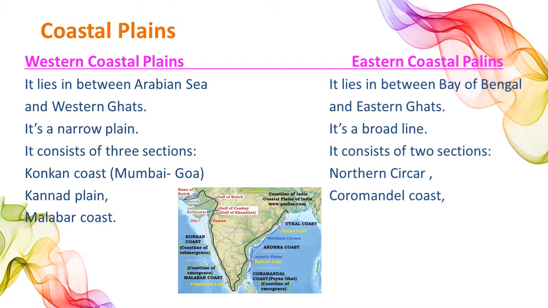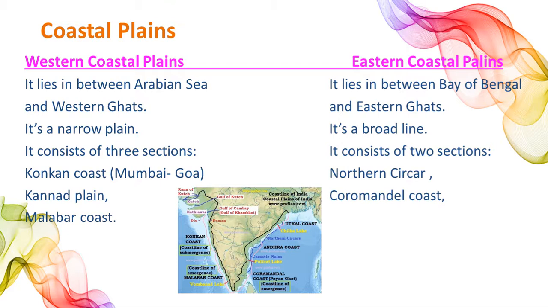Once again I repeat, children, these western coastal plains are of three sections. The northern part of the coast is called Konkan coast, which lies from Mumbai to Goa. As you can remember, in Maharashtra people speak Konkani language. That's why that coast is also called Konkan coast. And the central stretch is called Kannad plain. Kannad plain means what?